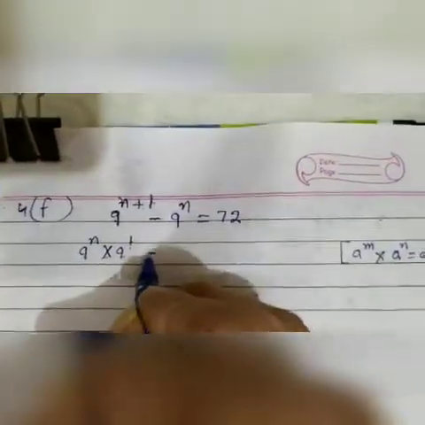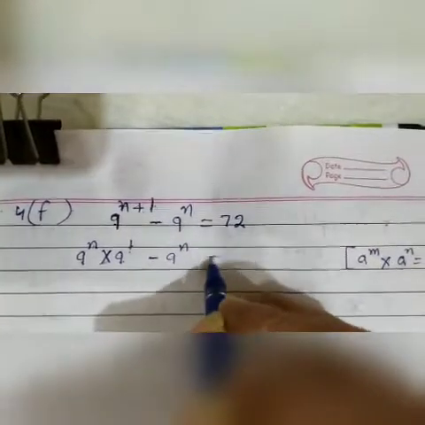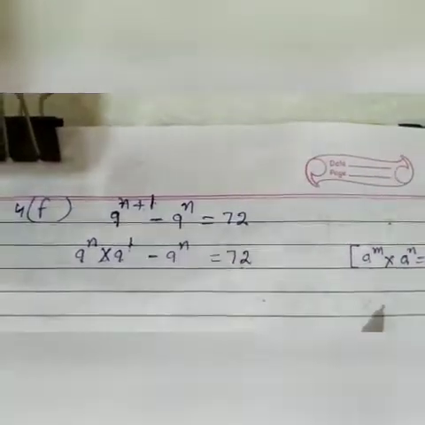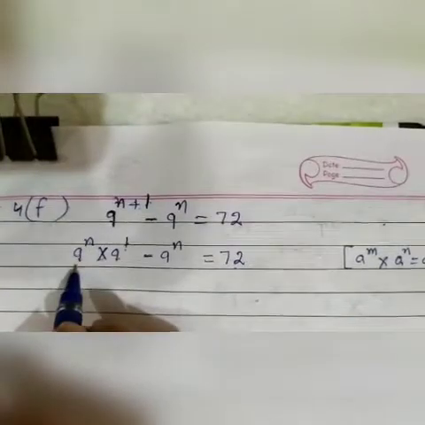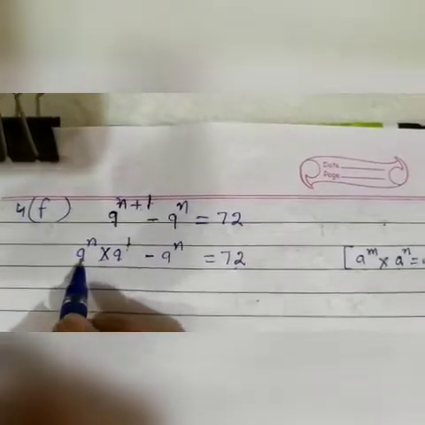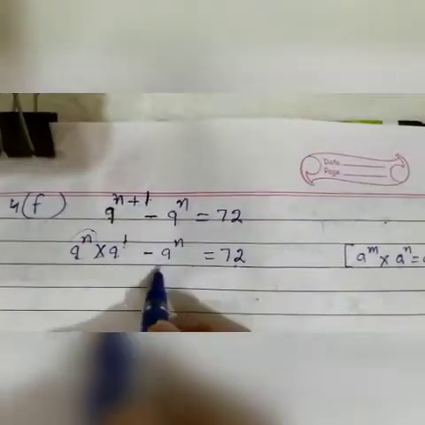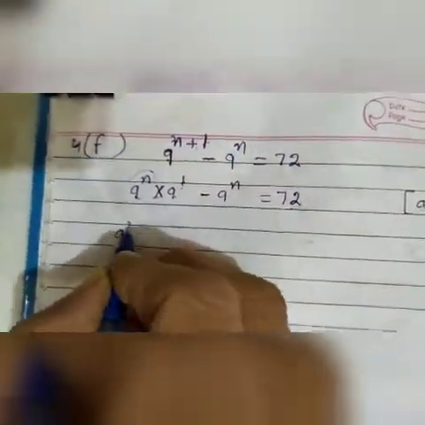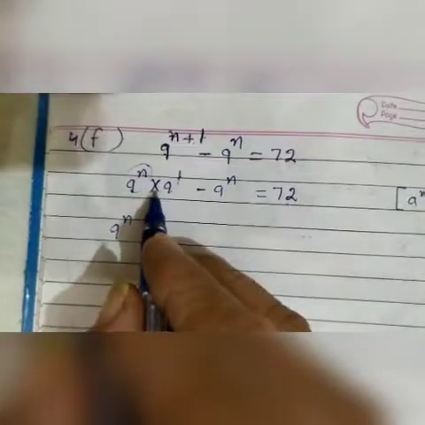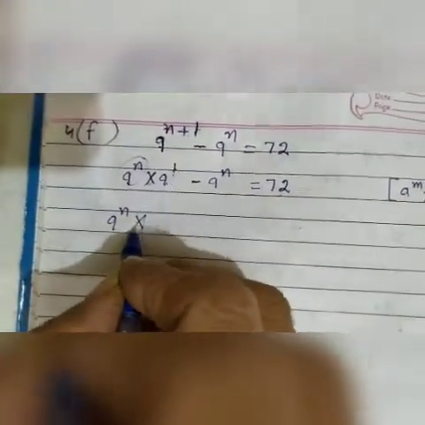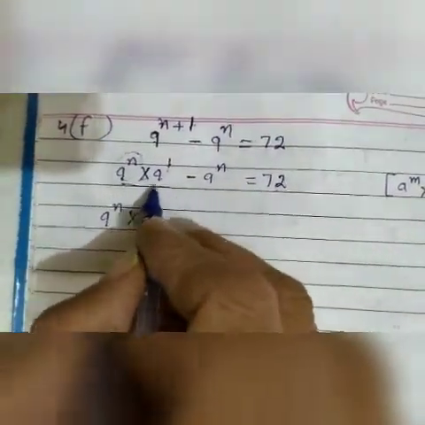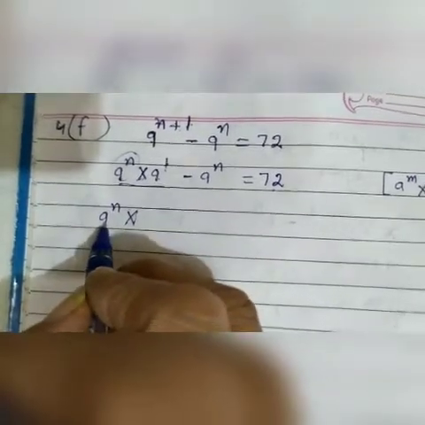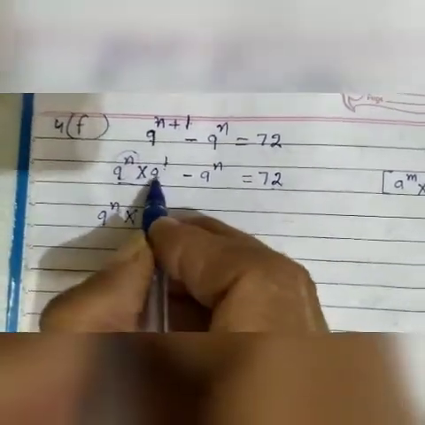Now this is minus 9 power n is equal to 72. It will be written as it is. Now see, we can take 9 power n common. This is 9 power n and this is 9 power n, so we can take common 9 power n. We have taken it common. Then we write 9 power n, and what is left? 9 power 1.